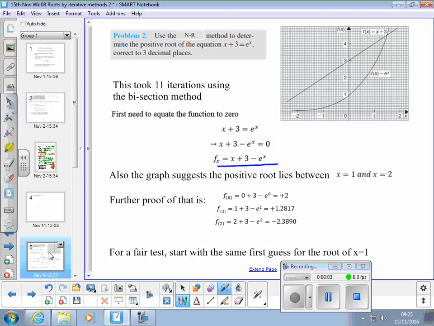So there we have our function. Then find an estimation of the root. We found last week we had a root somewhere between 1 and 2. For a fair test, I'm suggesting we start with the same first guess, the root being when x is equal to 1. So have a go at that one using the Newton-Raphson method.